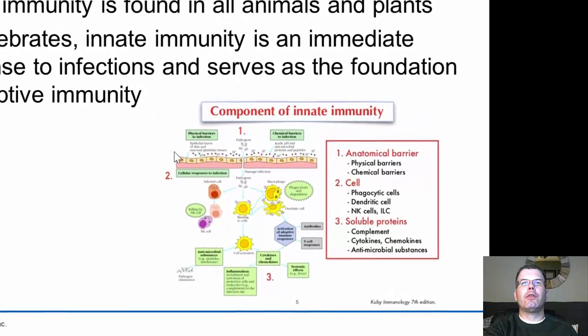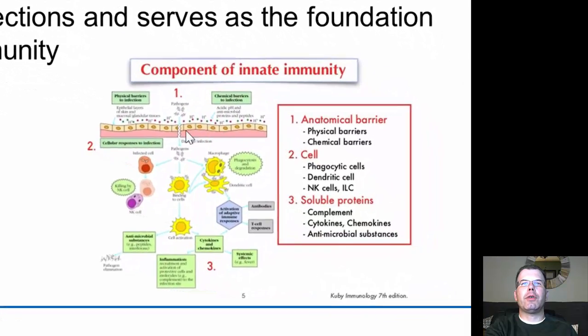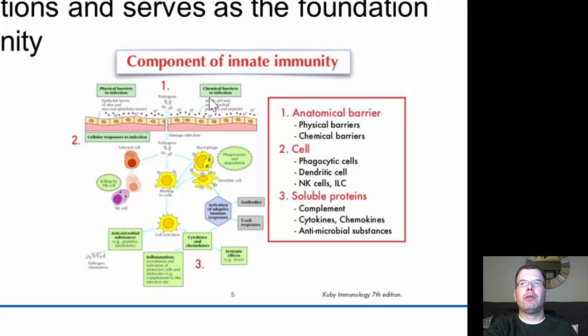And so you have physical barriers and chemical barriers that protect. That's your first line of defense, the anatomical, physical, and chemical barriers. You have the cells, which include phagocytes, which eat things. You have the dendritic cells, which activate and present. And then you have the NK cells and the interleukins and all that good stuff that are there to trigger the immune response. You also have soluble proteins like complement, cytokines, chemokines, and antimicrobial substances that all play a role. And this is all released once these cells get activated.